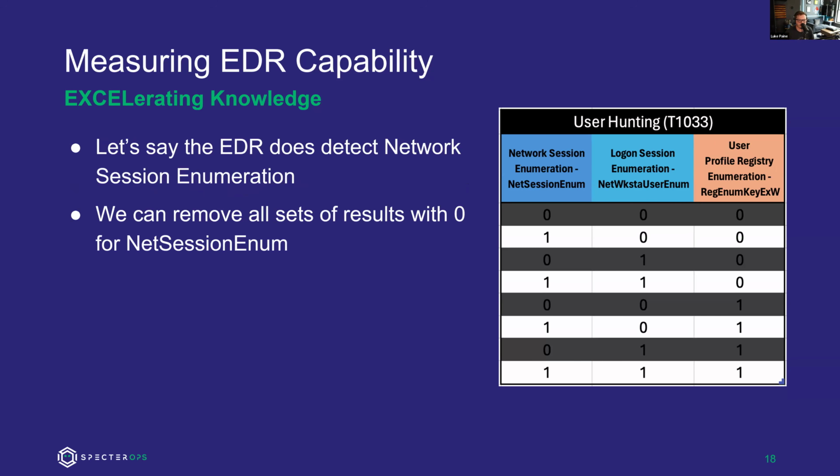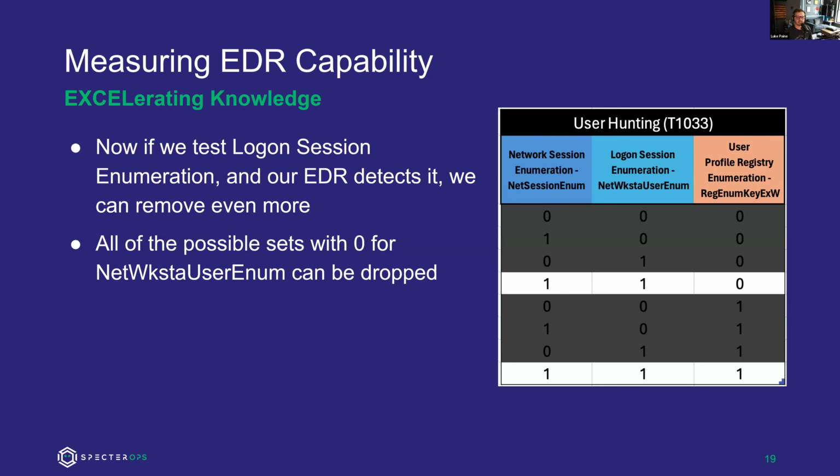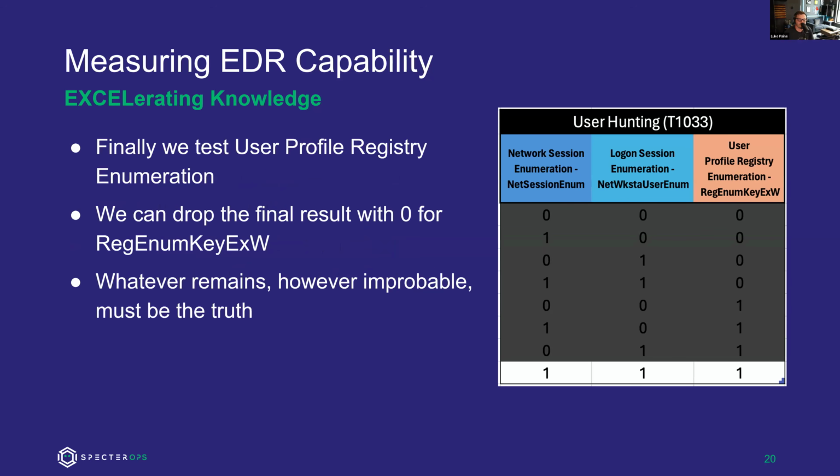And let's see if this pattern holds true here on the next slide. So now we do a test for logon session enumeration, and our EDR, in fact, does detect that as well. So now we can remove all of the results that have a 0 in the center column, and we've removed half of it again. And now you can see that since there's only 2 rows left, this is going to hold up if we do another test for registry enumeration of user profiles on the next slide. Boom. So now we're left with one possible result, which is, after doing tests to answer whether or not we detect each of those procedures, we have what must be the truth.